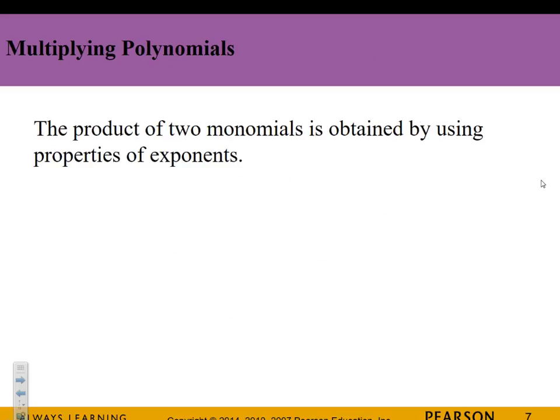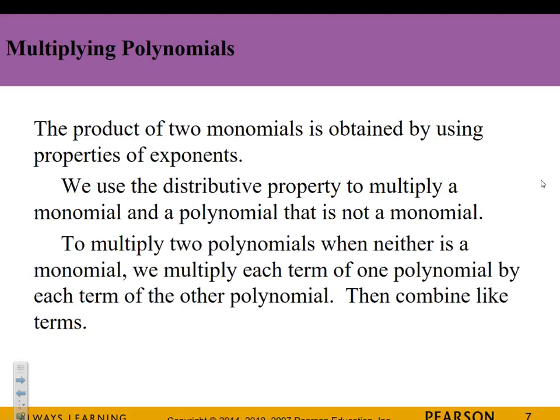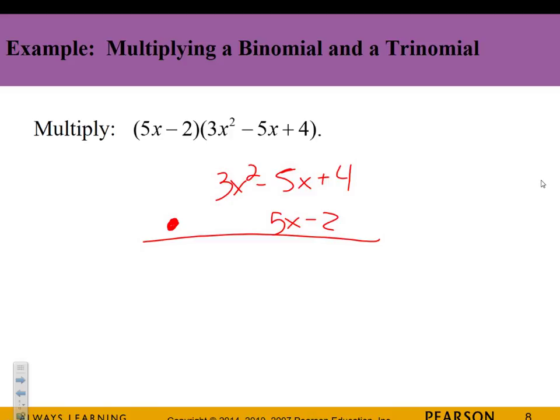Product of 2 or more monomials obtained by using the property of exponents. We use the distributive property to multiply monomials. We know that. Multiply 2 polynomials when neither is a monomial. Just show me. Okay, so here, a perfect example. I want to take 3x squared minus 5x plus 4, and I'm multiplying that by 5x minus 2. I'm not going to use x because I don't want to confuse myself.